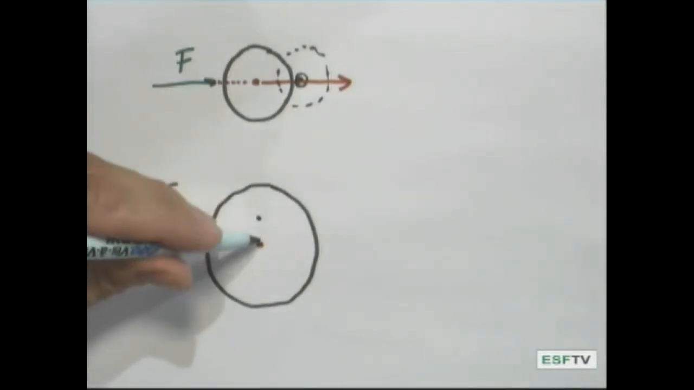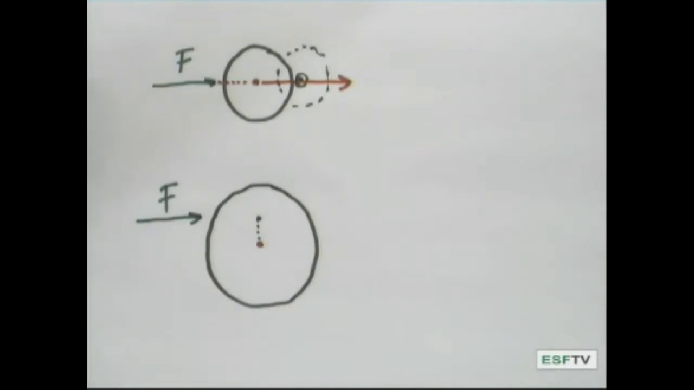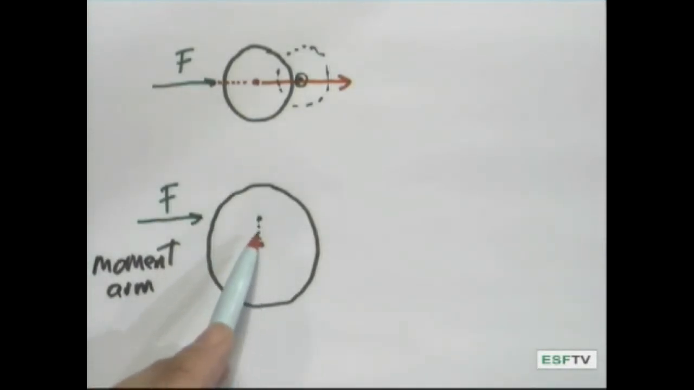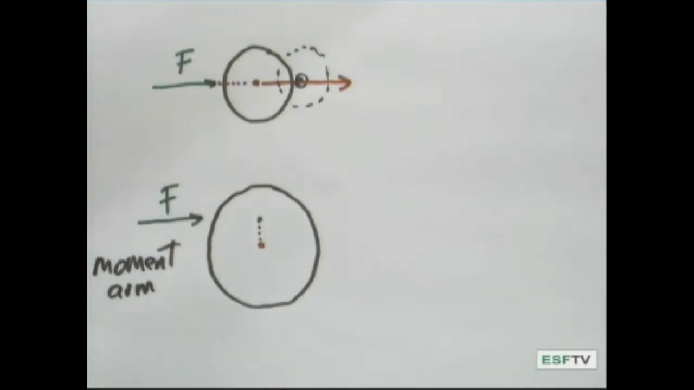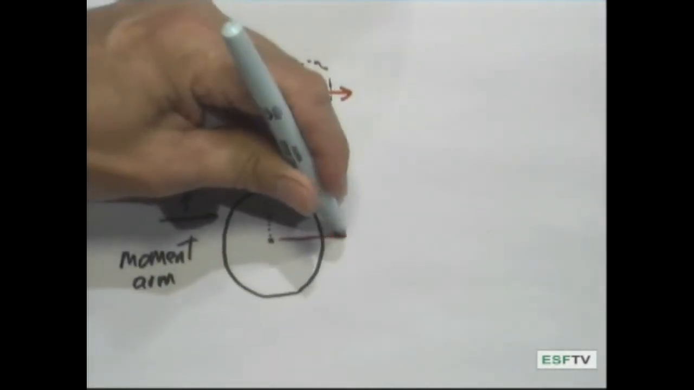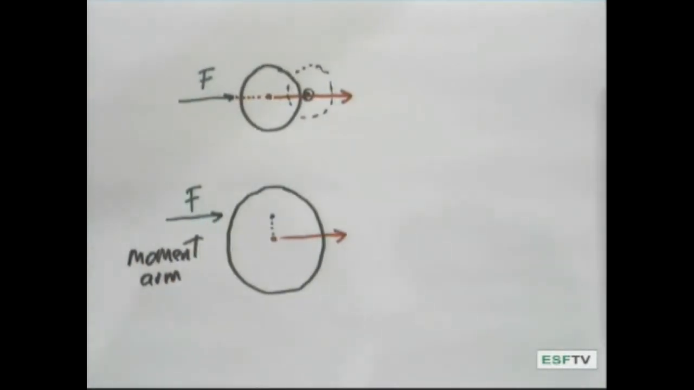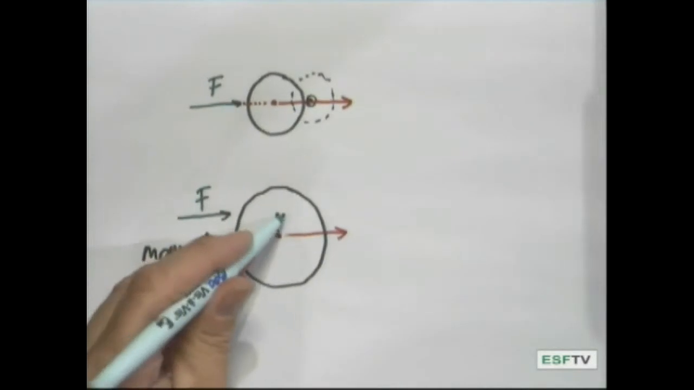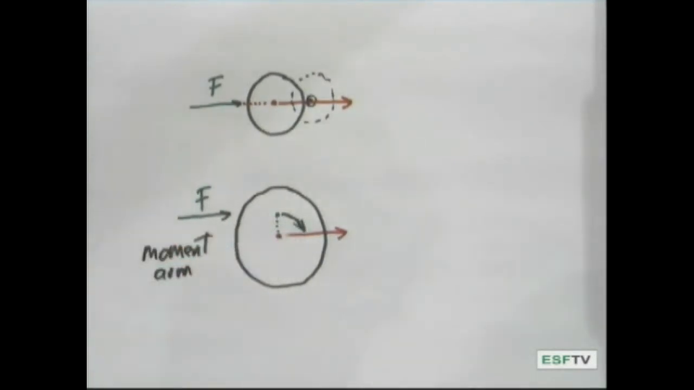This distance right here has a special name. It's called the moment arm. And the force in this instance is going to be acting through the moment arm. Now, there's inertia that is embodied in the center of mass, but there's also inertia that is embodied at the point where the force is acting. And when that happens, you're going to have two things operating. You're going to have some translational motion there, but you're also going to have a rotational motion imparted to this.